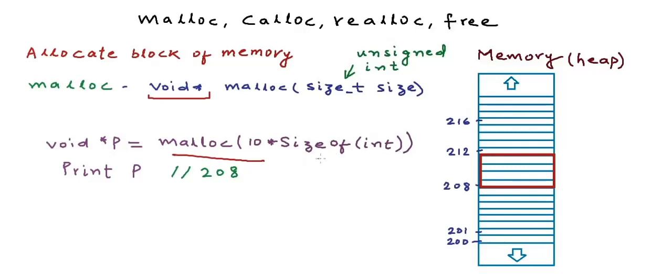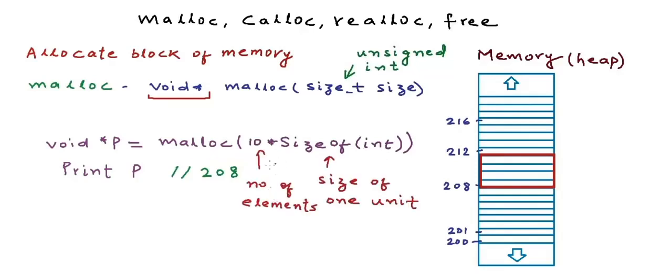Integer is a primitive data type. Sometimes you may know that sizeof integer is 4 bytes, so I can write something like 10 into 4 here. But it's not a good practice to do so. The size of a variable depends upon the compiler, and we would also be using malloc to allocate memory for complex data types. So we must use malloc like this: the total number of bytes should be written as the number of elements into the size of 1 unit of the data.